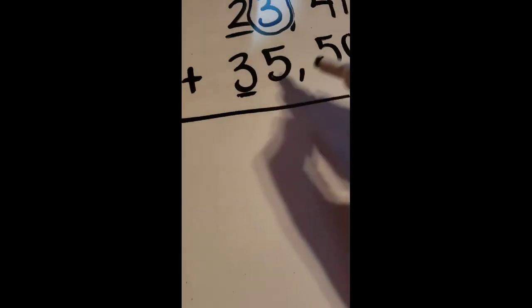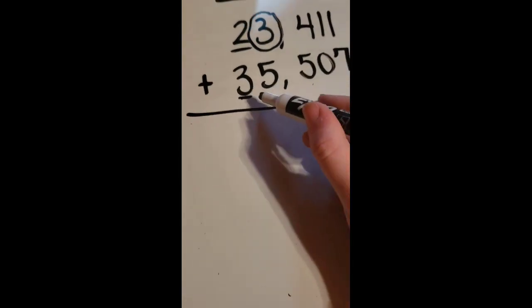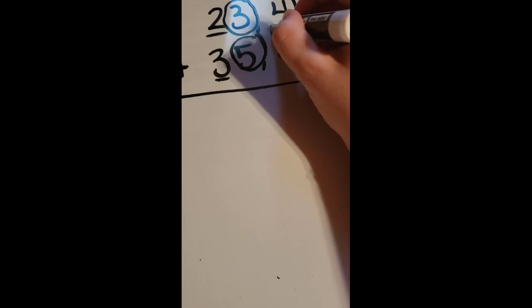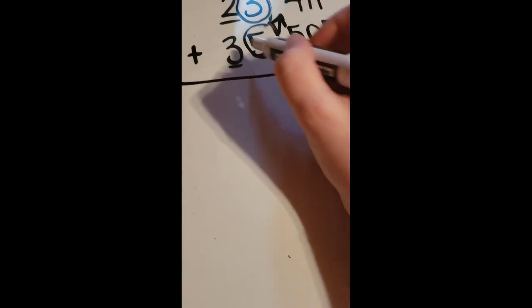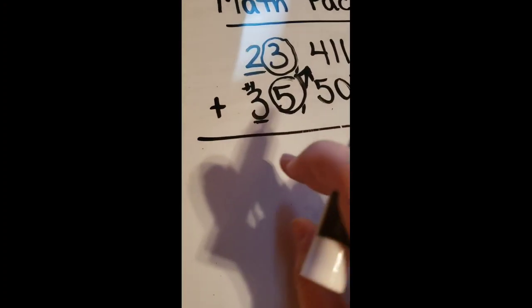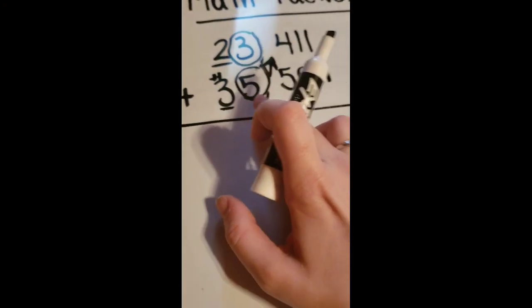All right, so now the next number, 35,507. I'm going to round it to the 10,000s place again. So I look next door. Now there's a 5. 5 or more means to raise the score, round up. Since we're going to round up this 3, we're going to add 1 to it. So 3 plus 1 is 4. And then everything after that rounding place, 1, 2, 3, 4, changes to 0.